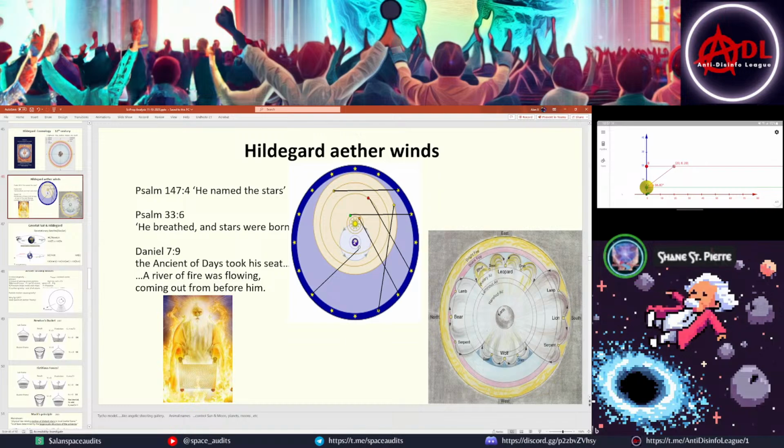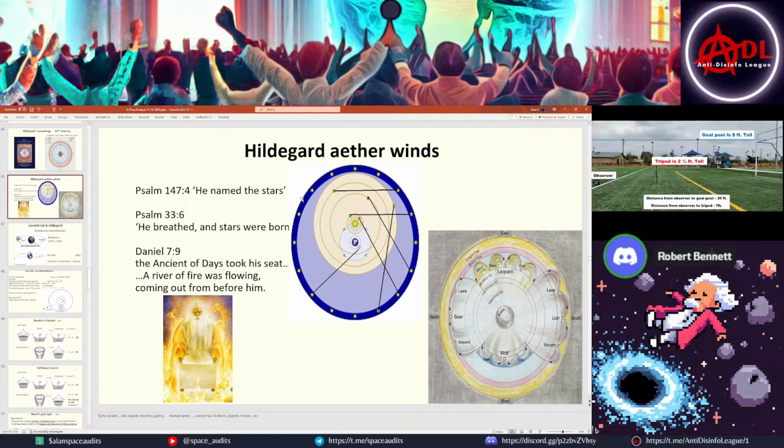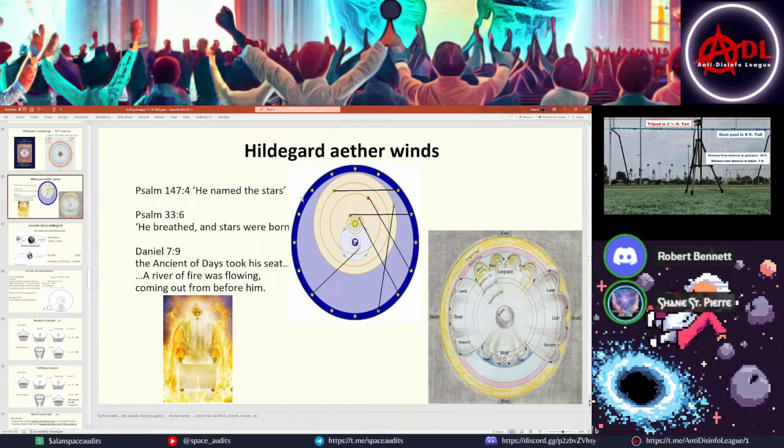Yeah. According to the Hildegard model, there are primary winds. Those are the ones that slow down the sun and the moon. Then there are secondary winds, which slow down the planets. And there are third level or tertiary winds, which slow down the moons. Well, that accounts for everything in the solar system. Right. It's a wild idea, wow.